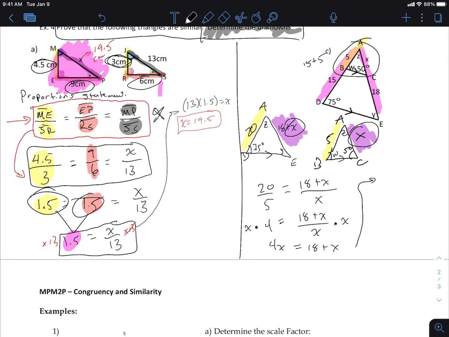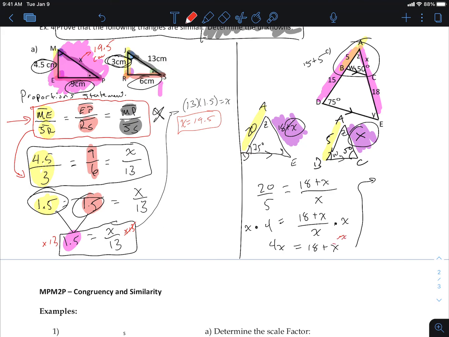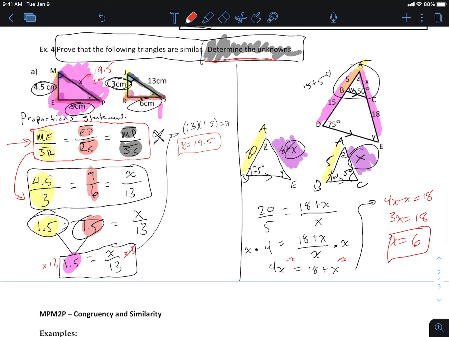All you're going to do is collect like terms and solve for x. So how do I do that? Well, I could subtract an x from both sides. That essentially moves this one to the other side, just like normal. And you have 4x minus x is equal to 18. 3x is equal to 18. X is equal to 6. We've now determined what the unknown is.